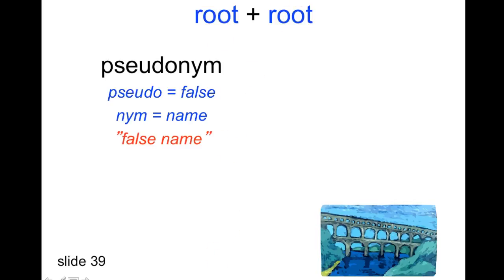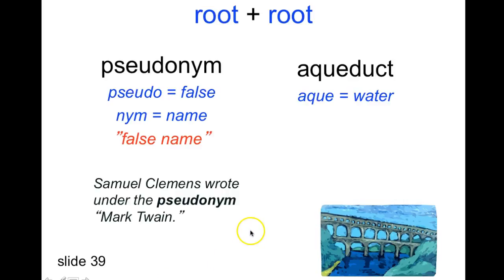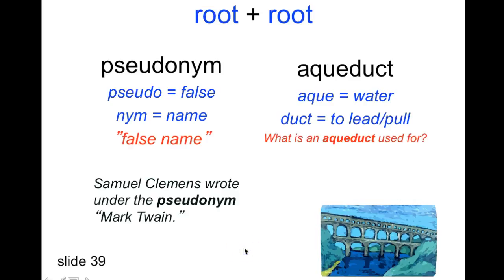Sometimes we combine root words with root words. So we have pseudonym. Pseudo, we know from earlier discussions, means false, and nym is the root for name. So false name is actually composed of two root words combined together. Aqueduct. Aqua refers to water, and duct means to lead or to pull. So an aqueduct is used to pull water from one source to where we want it.